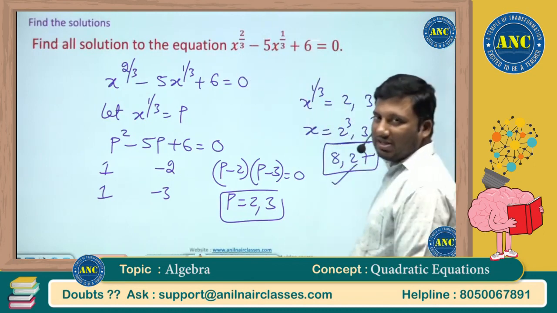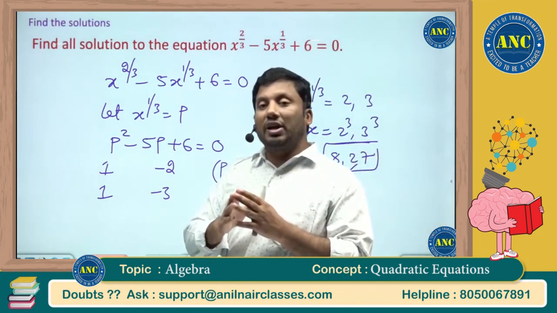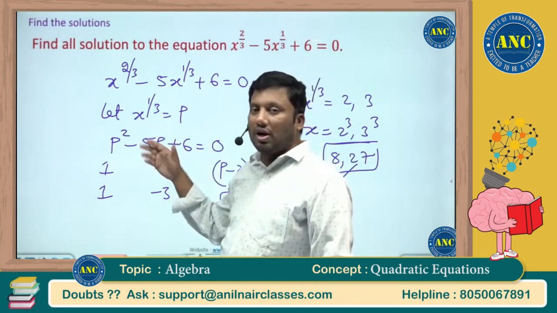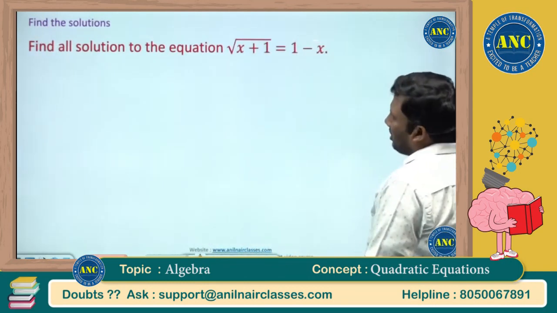8 comma 27. First we discussed the factorization method. Then we are trying to understand how this diagonal cross method can be useful to solve a polynomial function, a rational function.